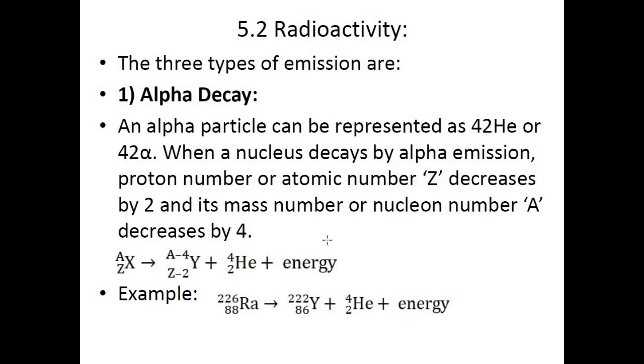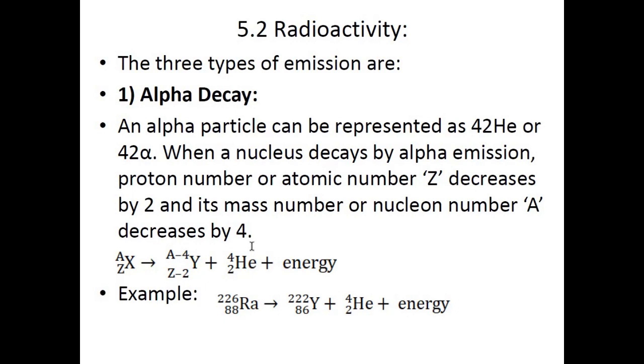There are 3 possible types of radioactive emission which can occur when a particle would undergo radioactive decay. The first type is known as alpha decay or alpha particles. An alpha particle can be represented as 4,2He. This 4 would be written as the superscript and this 2 would be written as subscript, or can also be written as 4,2 and the sign for alpha particle. When a nucleus decays, something like this, it would be written something like this.